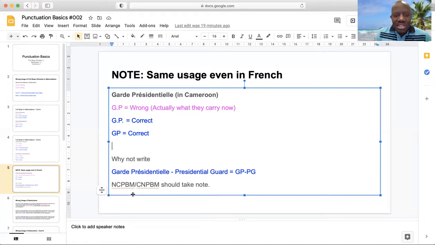So I think this is something that the National Commission for the Promotion of Bilingualism and Multiculturalism in Cameroon should actually look into. There should be a revision, a correction of this error on the gadgets, on everything that belongs to the presidential guard. It is actually written wrongly. It should be corrected and also made to be bilingual.